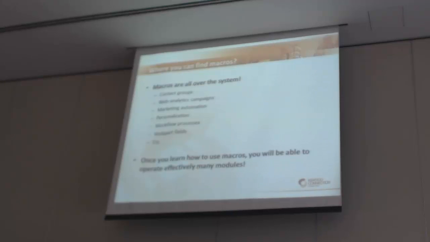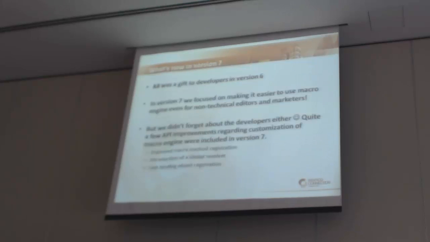So, where can you find macros? Basically, once you learn how to use macros, you can operate quite a lot of modules within Kentico CMS, because you can find macros right now basically everywhere. So here's just a list of a few examples. Most of them are in the online marketing module. Just to name a few: contact groups, web analytics campaigns, marketing automation, personalization, workflow processes, web part fields, and many other modules. So it's really important to learn how to use it, because once you know how, you will be able to operate a lot of things pretty easily.